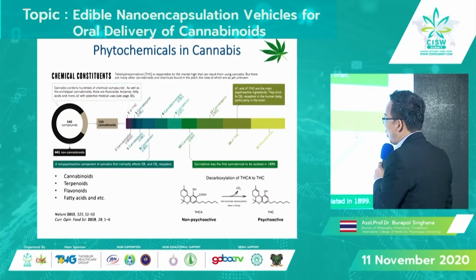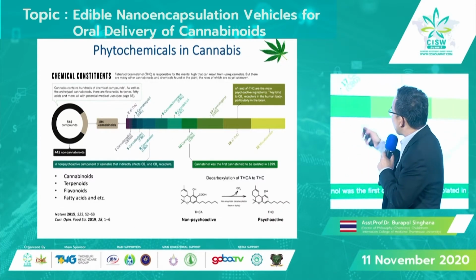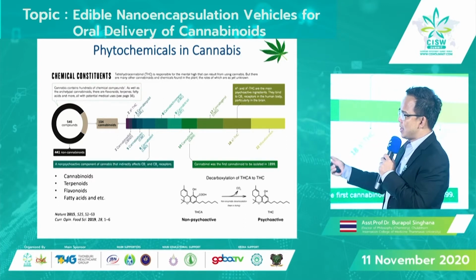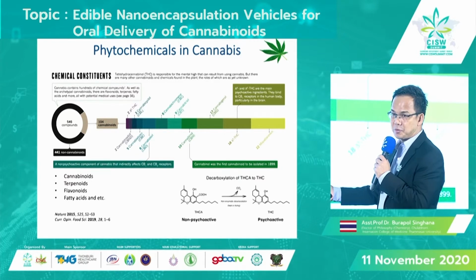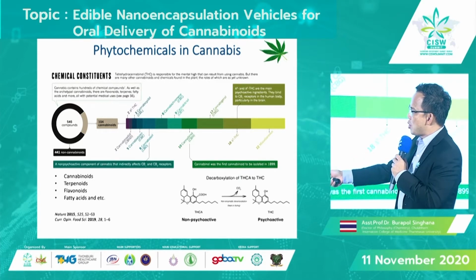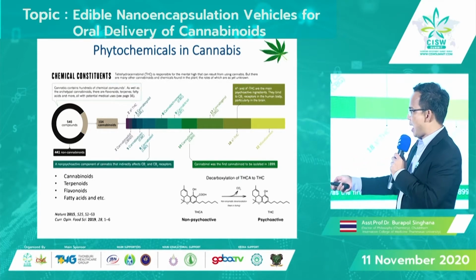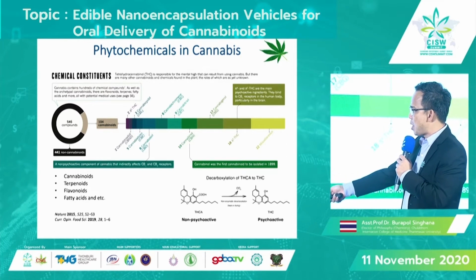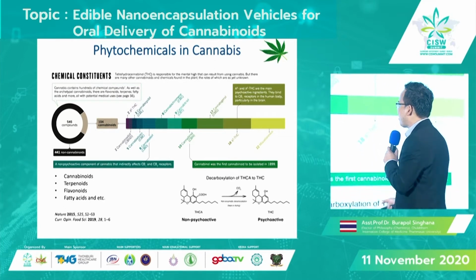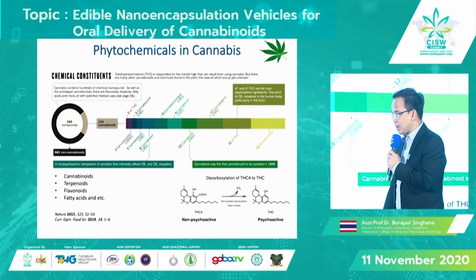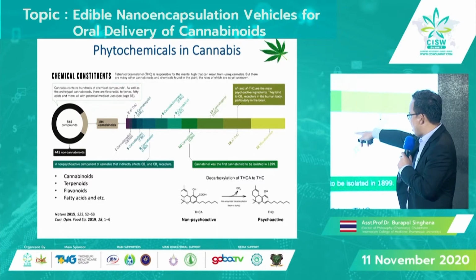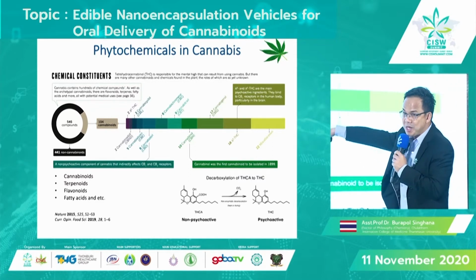So when we look at the phytochemicals in cannabis, we can isolate 545 compounds, consisting of 441 non-cannabinoids, which are terpenoids, flavonoids, lactic acid, or alkaloids. And there are only 104 cannabinoid compounds. The distinguished compounds are THC, or delta-9 THC, and CBD.